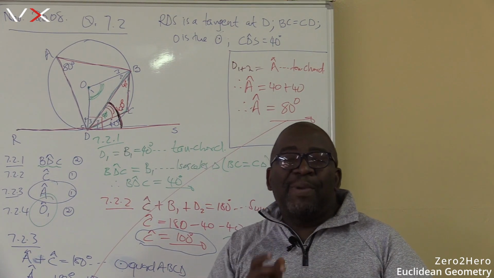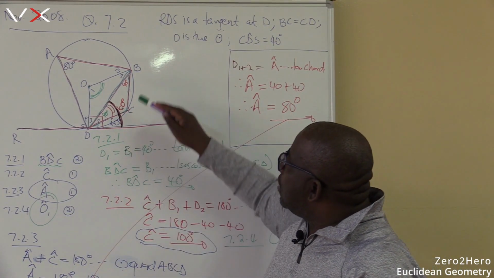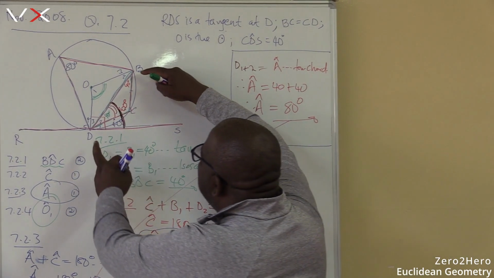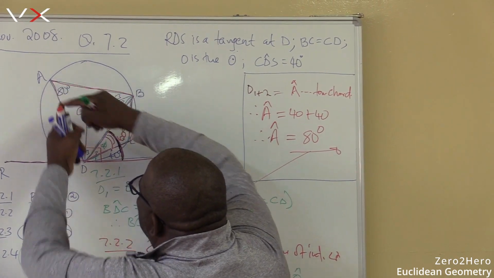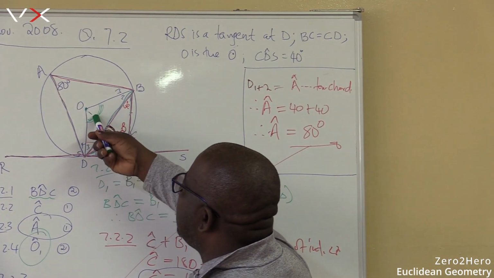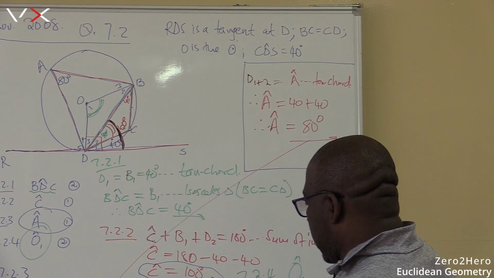But both these angles must be subtended by the same arc or chord. Let's look at this chord, chord BD. It goes to the center. The same chord goes to the circumference. When we have that scenario, the one at the center will be 2 times bigger than the one at the circumference.